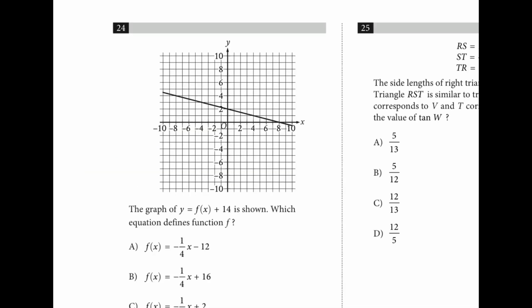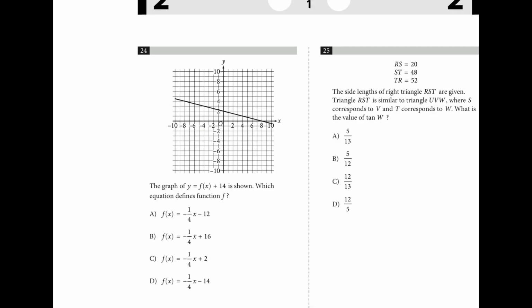Number 24, the graph of y is equal to f of x plus 14 is shown. Which equation defines f? So I'm looking at my intercept, and it's at 2. So that means the intercept of the original should be negative 12, because negative 12 plus 14 is equal to 2. That's why it's A.